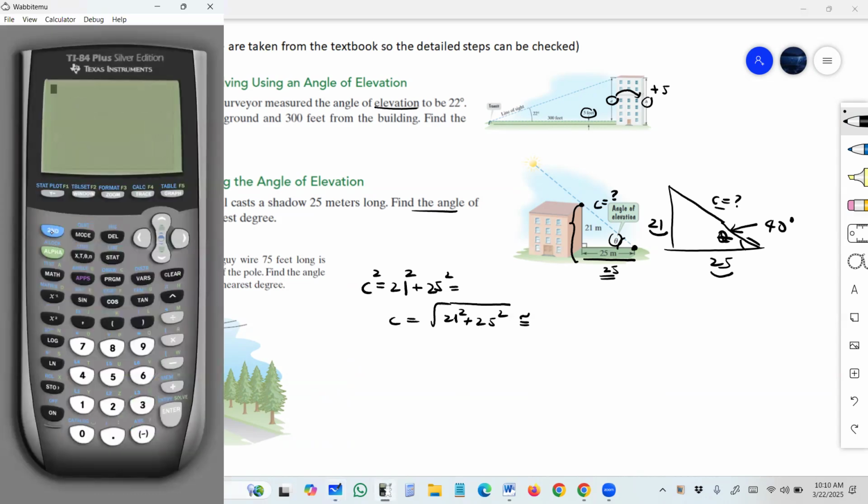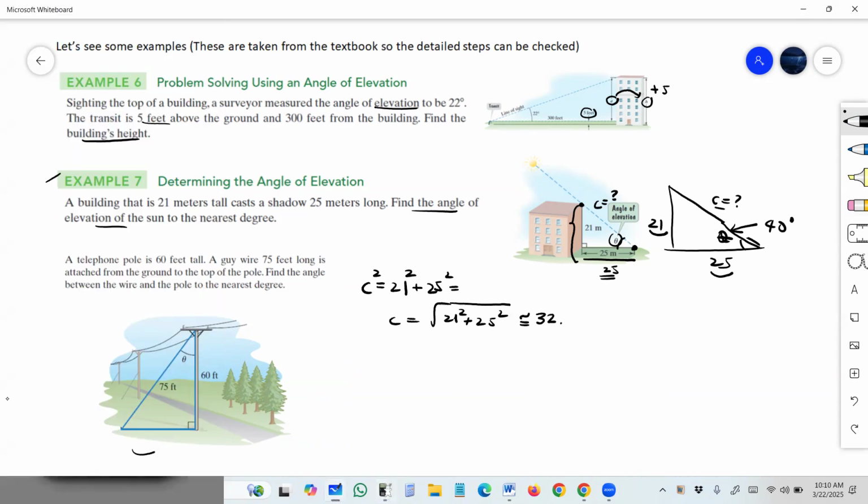All right, so let's see. So second for the square root, 21 squared plus 25 squared. All right, so we get 32.64. So the length of the rope would be 32.64 feet. All right, this is from the Pythagorean theorem. Now let's use the trigonometric functions to see if we get one correct answer, a match, right? You should match.